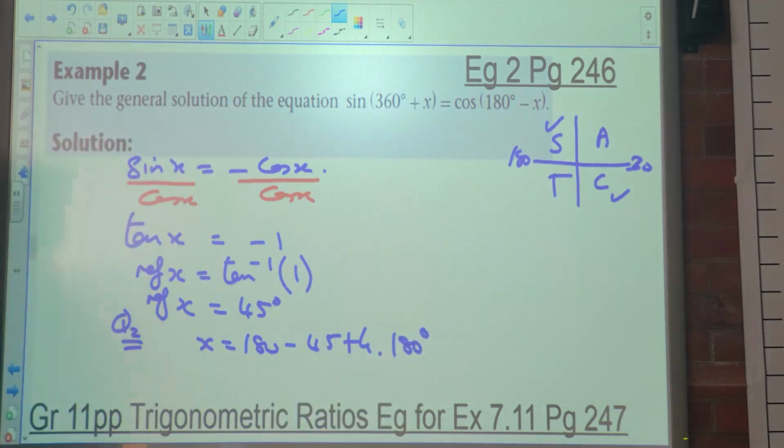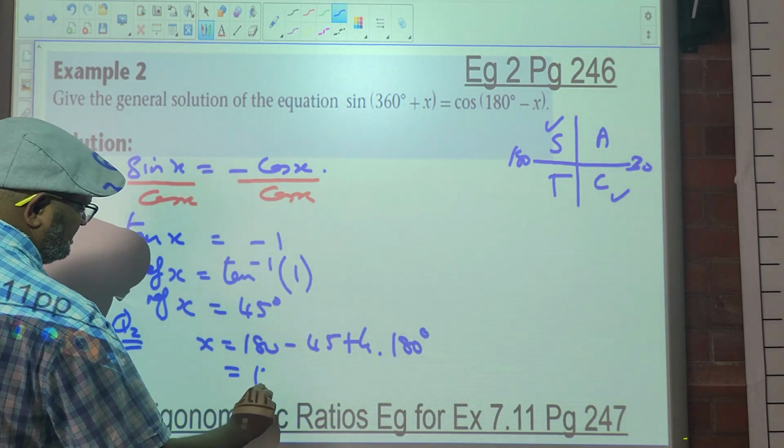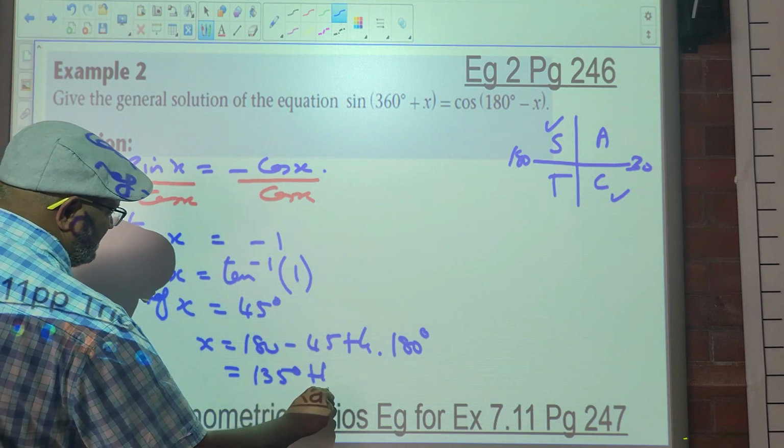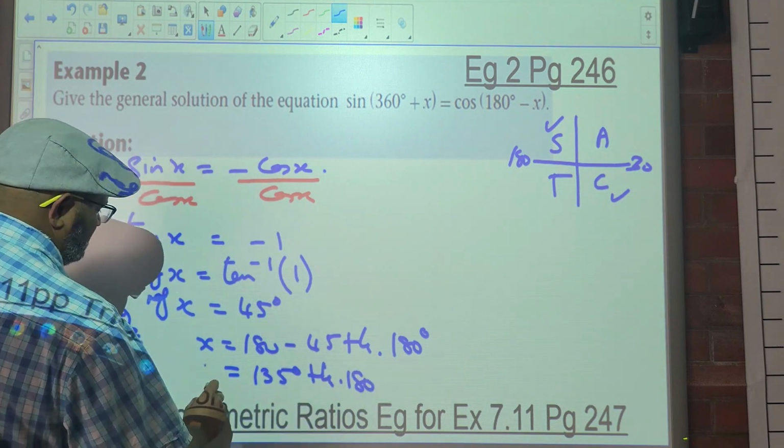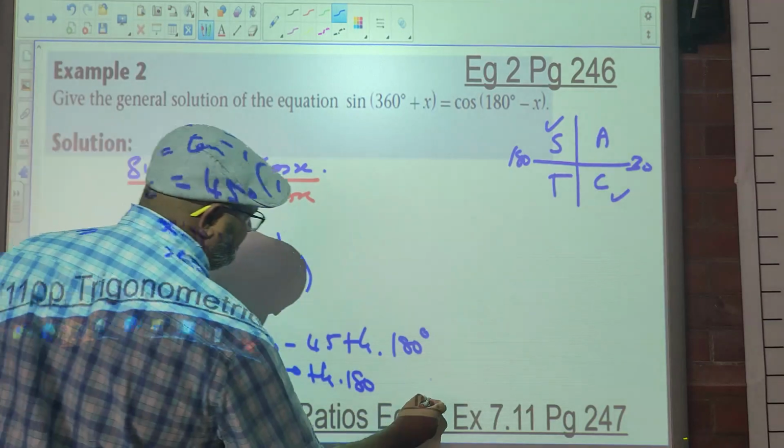180. Why k times 180? Because the period on the tan graph is 180. And what's 180 minus 45? 135 plus k times 180, where k is an element of the integers.